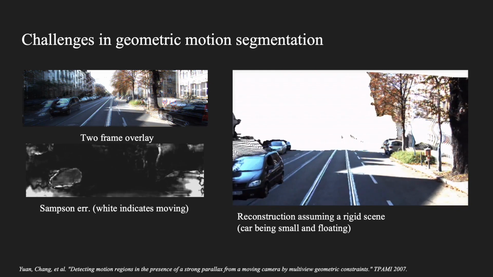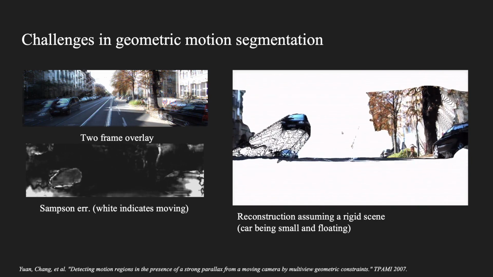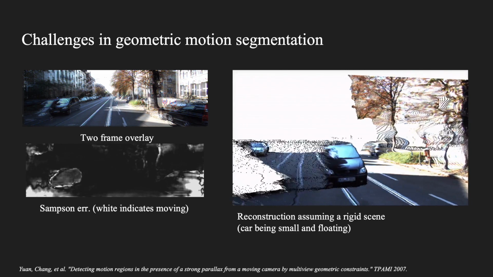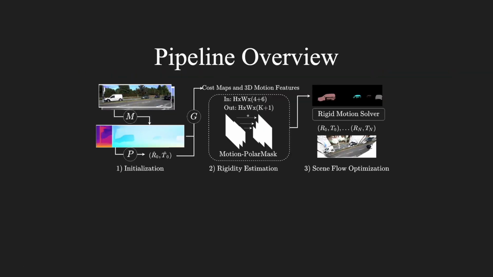Note, under the classic Sampson distance criterion visualized at the bottom left, the moving car disappears because its movement is consistent with the epipolar geometry. We use our analysis to define several motion models that will be fed into a neural architecture for decomposing a pair of frames into rigidly moving components.